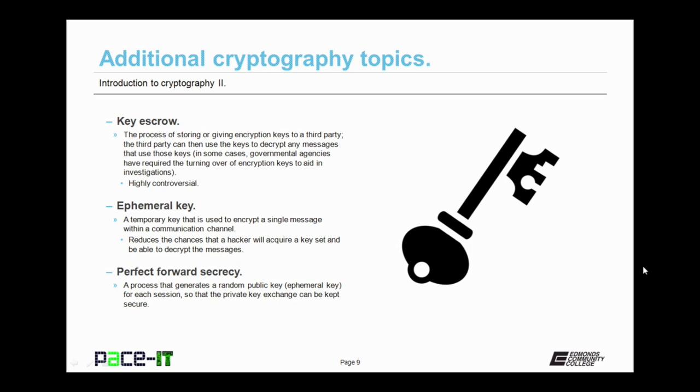Then there is ephemeral key. It is a temporary key that is used to encrypt a single message within a communication channel. Ephemeral key reduces the chances that a hacker will acquire a key set and be able to decrypt the message. Ephemeral key is used in perfect forward secrecy. This is a process that generates a random public key or ephemeral key for each session so that the private key exchange can be kept secure.